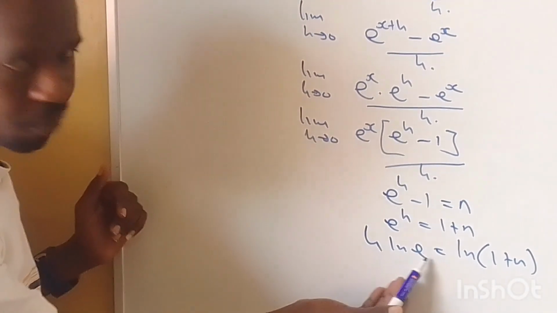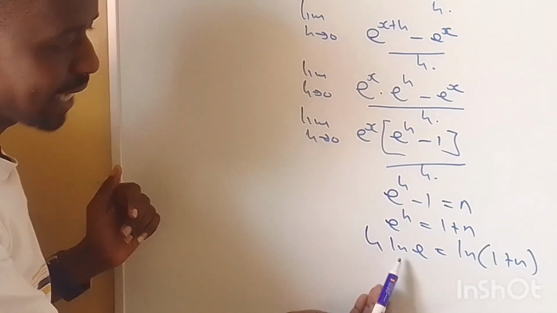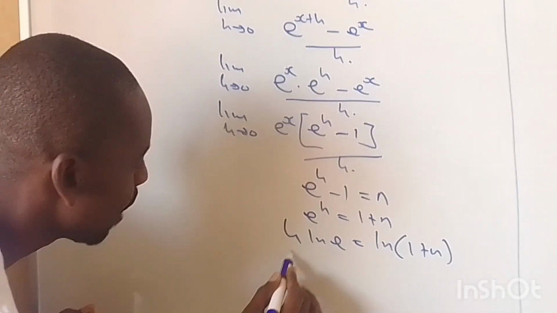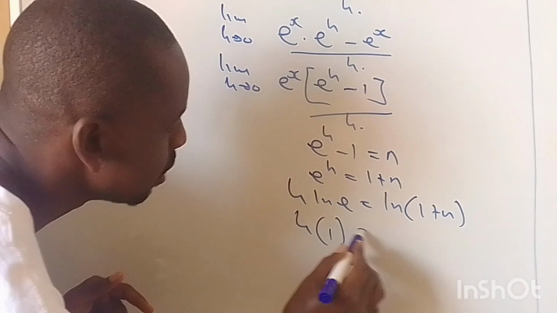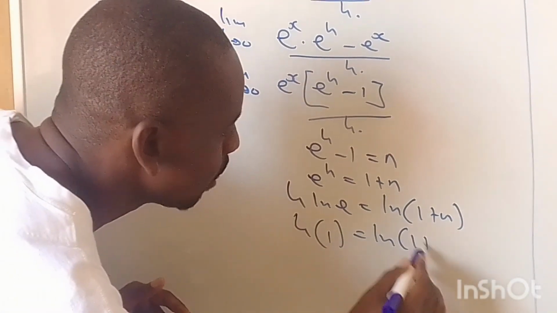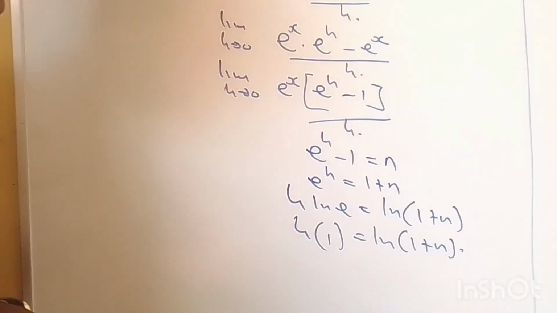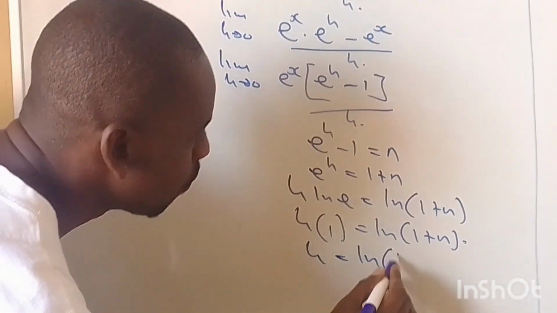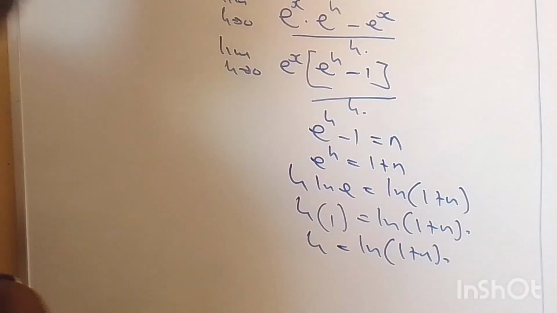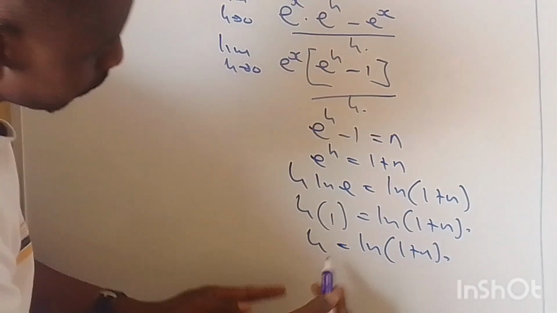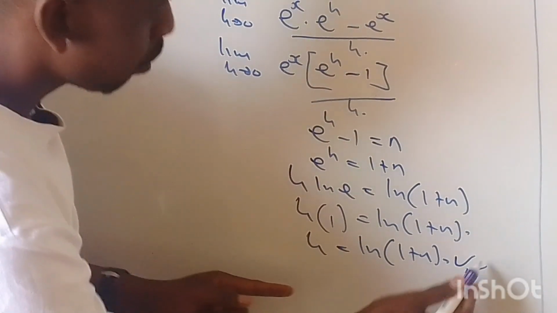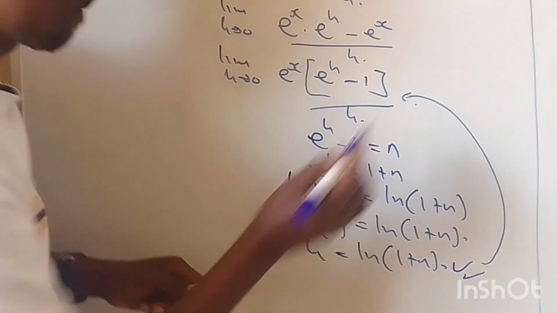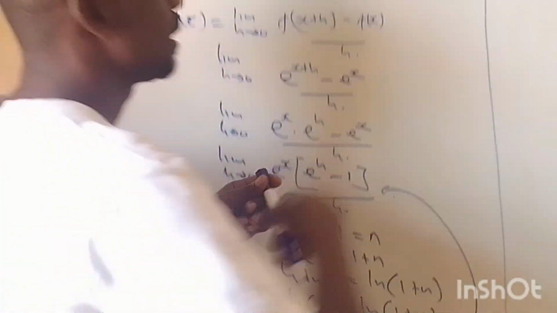The natural log of e is 1. I hope you know that ln of e is 1. So we have h into 1 is equal to ln of 1 plus n. Then that means that we have h is equal to ln of 1 plus n. So we have now that is our h. We want now to replace back. So can we go to the other side?